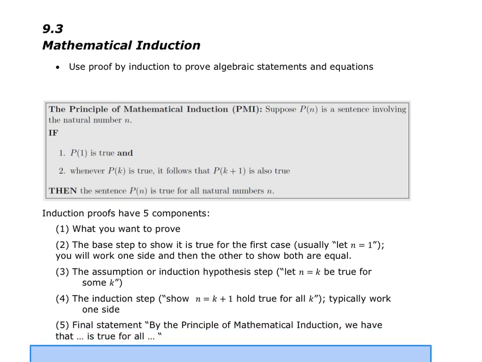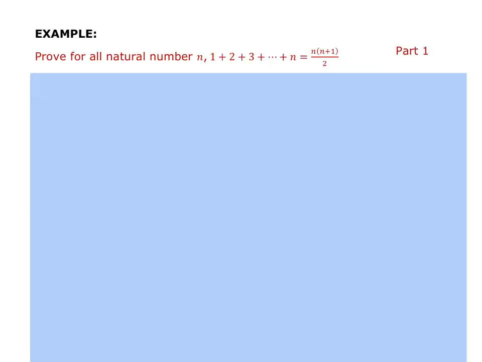The last step is to rewrite the final statement in words. We'll write, quote, by the principle of mathematical induction, we have that whatever it is we're trying to prove is true for all whatever it is that we're trying to prove. So let's go ahead and start trying some of these.